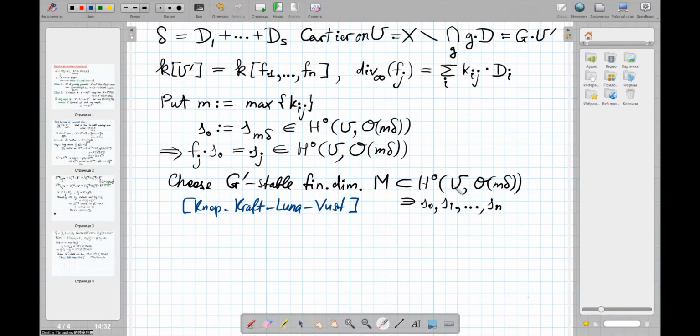So G acts on U, and this action also lifts to this line bundle, as we know. Well, we didn't prove it, but it was stated. Maybe you have to replace G with G prime to lift to the line bundle, but it doesn't matter essentially. And now I use the property that any of these sections can be included in a finite dimensional G stable subspace, or G prime stable subspace. After that, I take just the sum of these finite dimensional subspaces, and this will be my M.